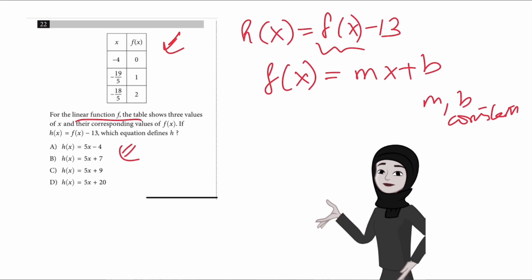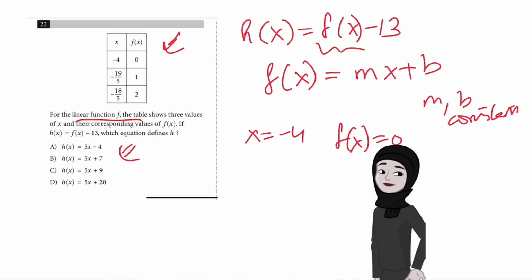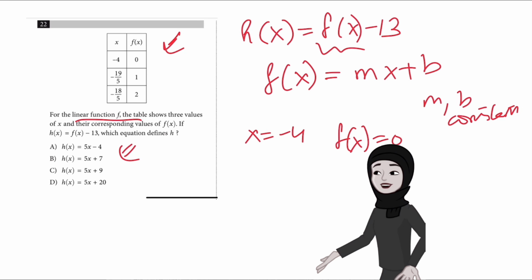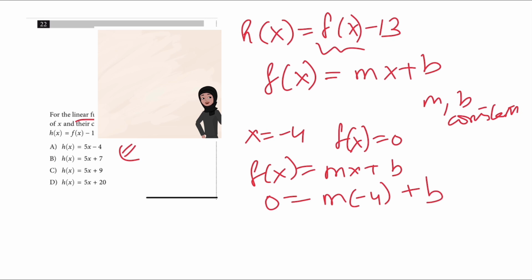So it's given in the table that when x is equal to negative 4, f of x is equal to 0. So we can substitute negative 4 for x and 0 for f of x in the equation. So f of x is equal to mx plus b. This will yield 0 is equal to m times negative 4 plus b. And then further we can simplify: 0 is equal to negative 4m plus b.